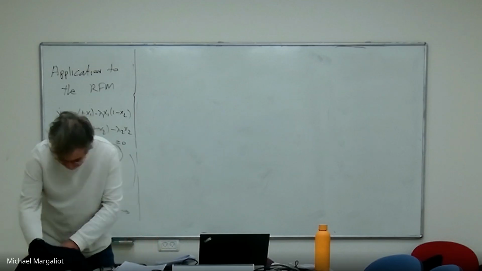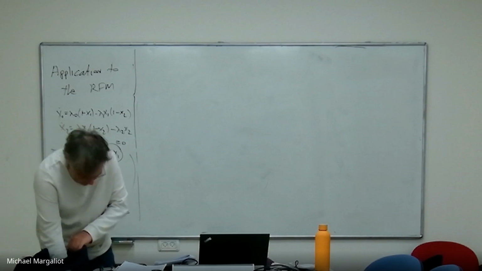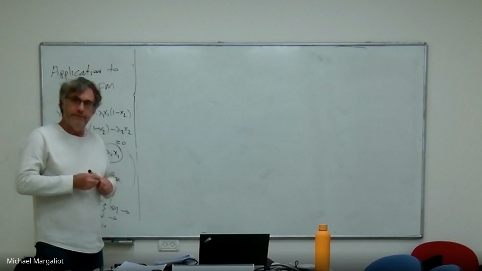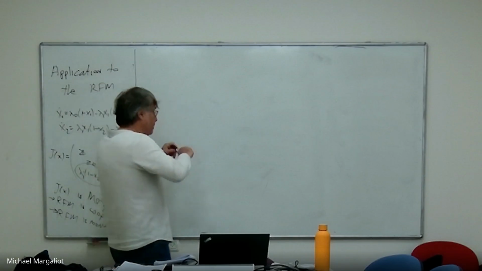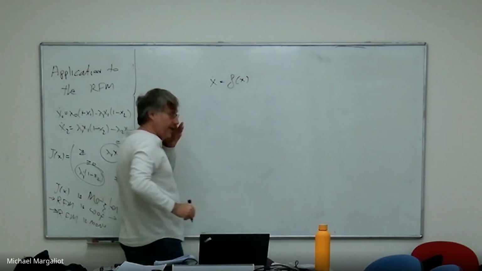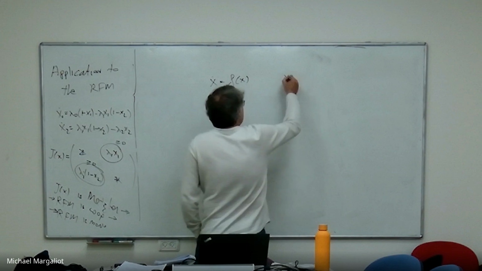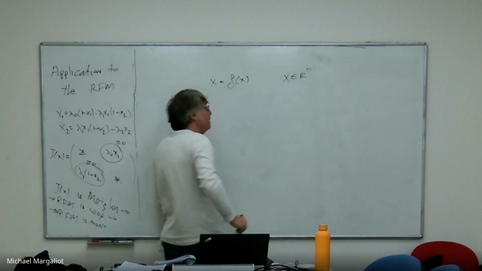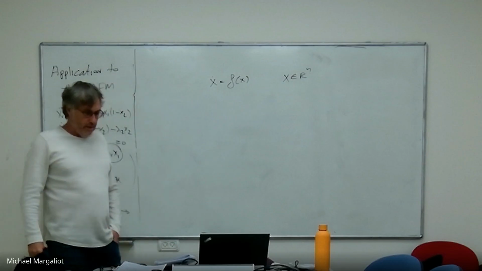So let me review very quickly what I spoke about in my last lecture. The situation is as follows. We have a nonlinear dynamical system, and in general, X is n-dimensional. So we have n state variables.